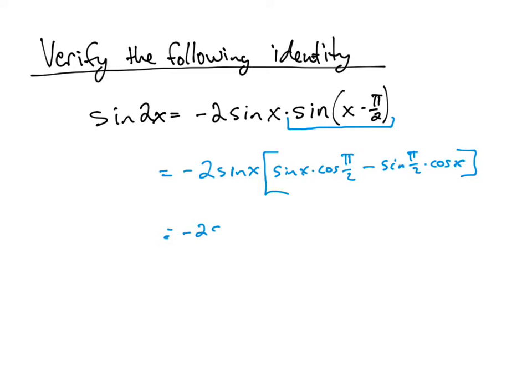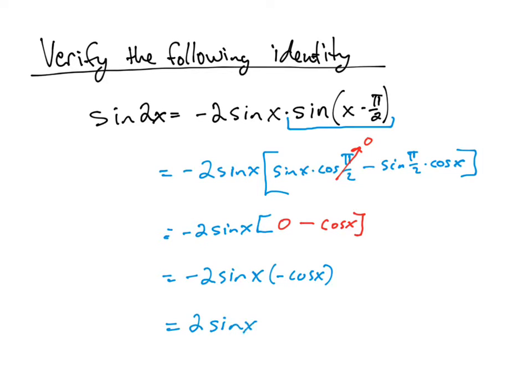So simplifying what's inside the brackets, cosine of pi over 2 is equal to 0 on the unit circle. So we're going to have sine x times 0 is 0, minus sine of pi over 2, which is 1, so 1 times cosine of x is negative cosine of x. We end up with negative sine x times negative cosine of x. So on the right hand side, negative times negative is positive, 2 sine x cosine x. And that looks very much like the double angle formula for sine.